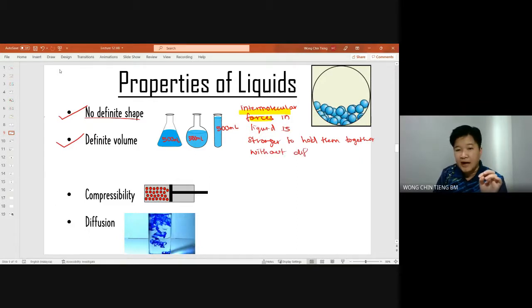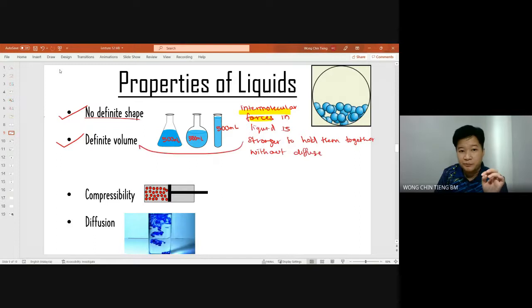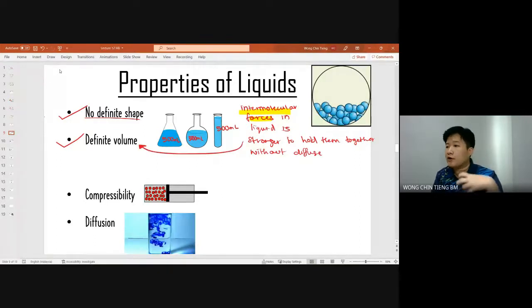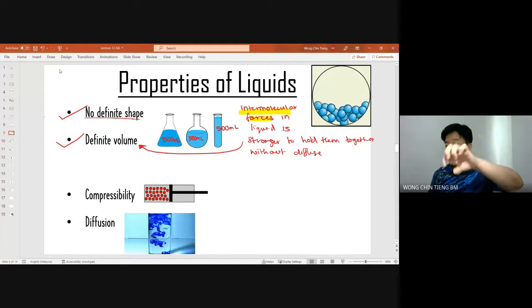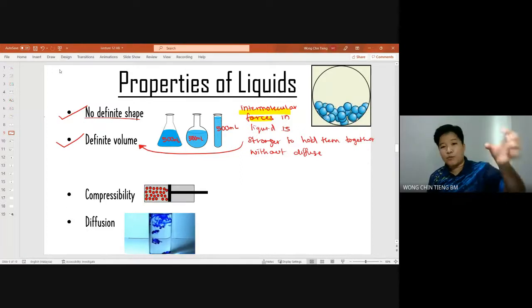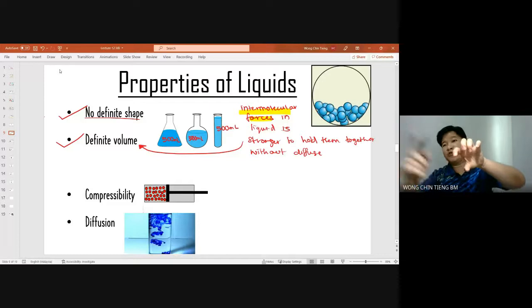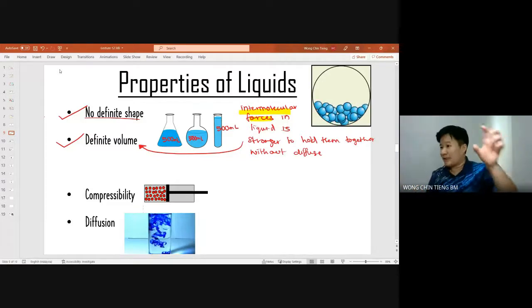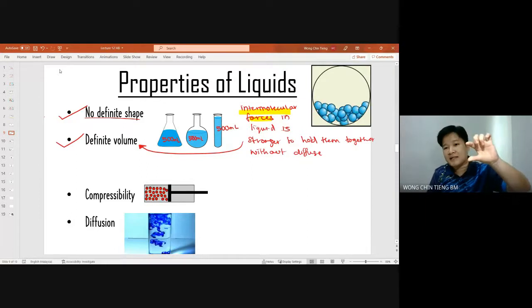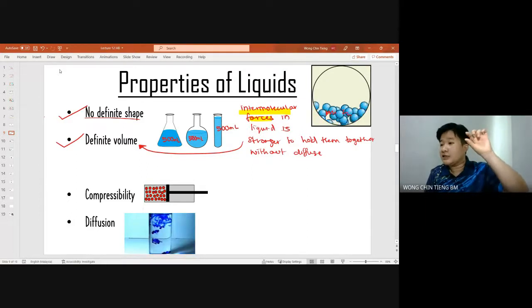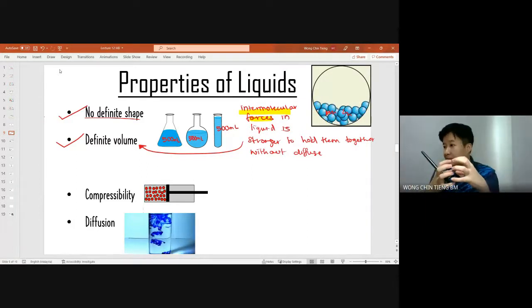Okay, yang ni adalah untuk definite volume. Dia kuat untuk pegang diorang sekali. Sebab tu bila kita tuang air daripada satu botol ke dalam cawan, kamu beli air gas, kamu tuang ke dalam cawan, kamu tak nampak air tu bergerak keluar. Dia akan tuang ke dalam cawan. Kenapa dia akan mengalir ke dalam cawan? Sebab daya tarikan antara all these gas particles is strong enough to hold them together.